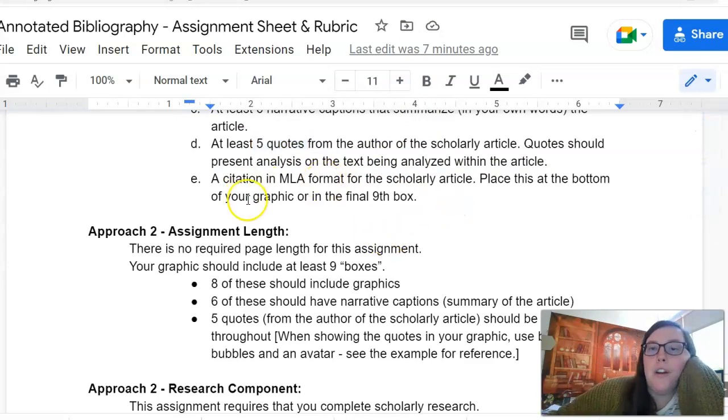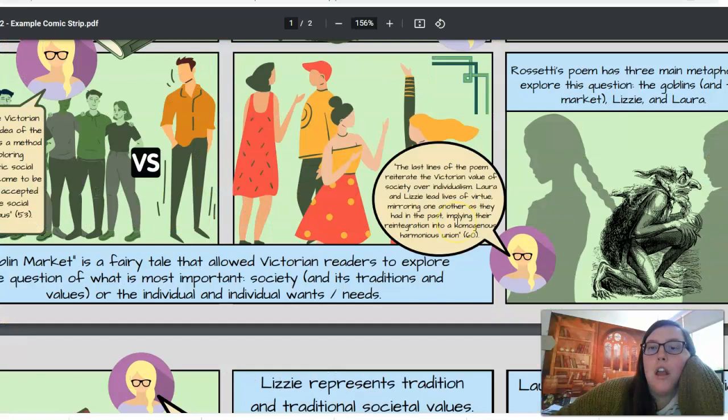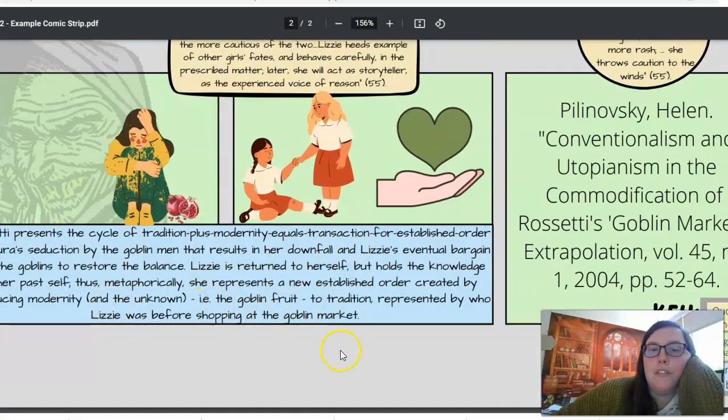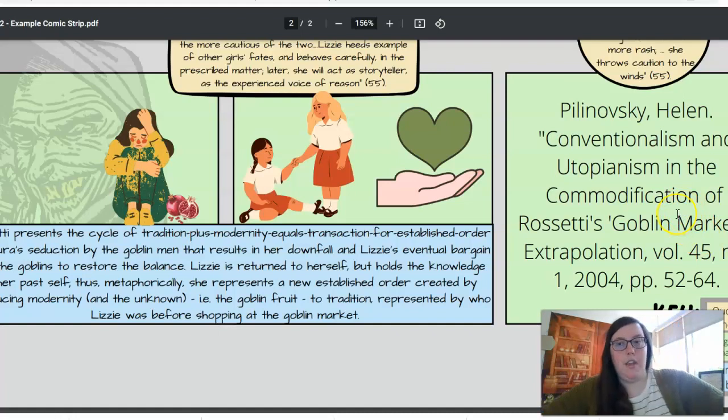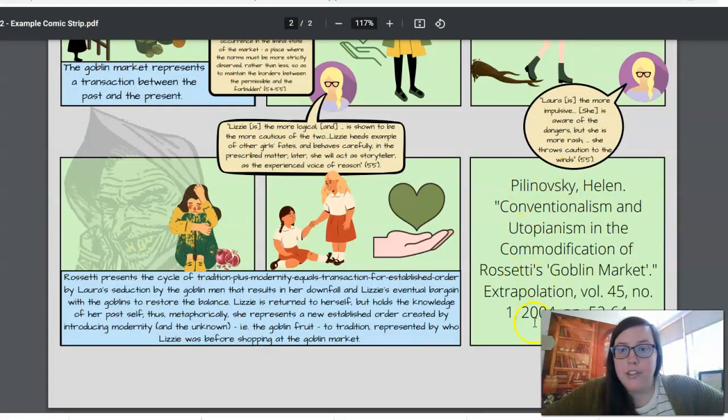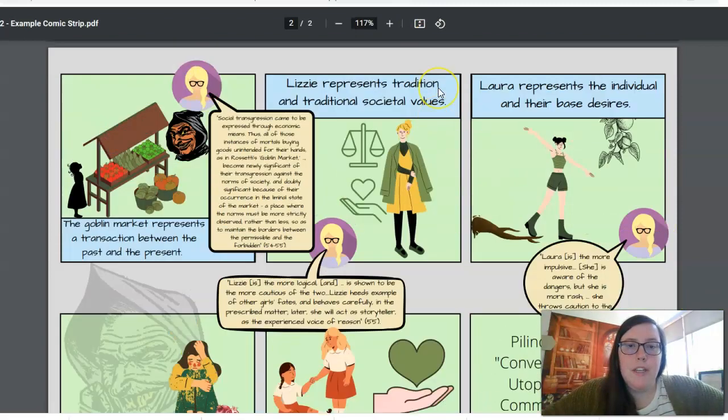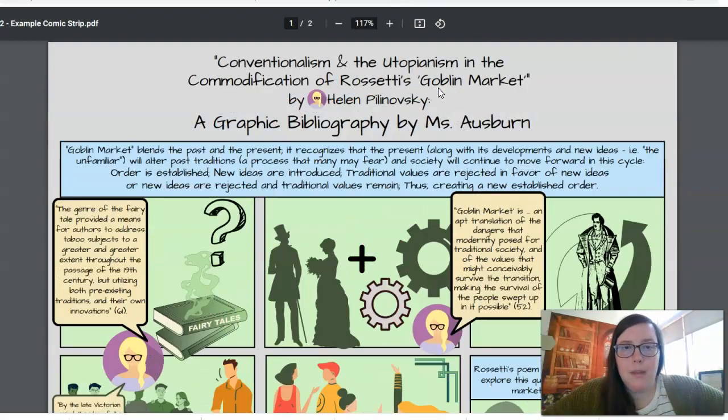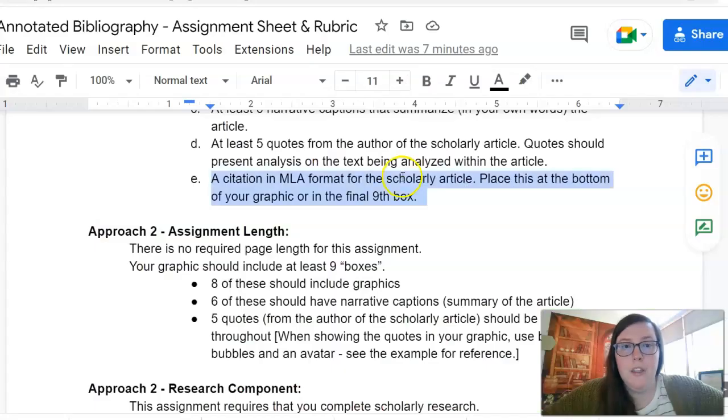And then somewhere I want you to have an MLA format citation for the scholarly article. You could put it at the very bottom, like in a footnote, or as I've done here, you can place your citation in maybe the final box, square, rectangle, scene, whatever you want to call it, just so that whoever's reading this knows, again, you didn't make up all these ideas, you're just kind of summarizing someone else's information.